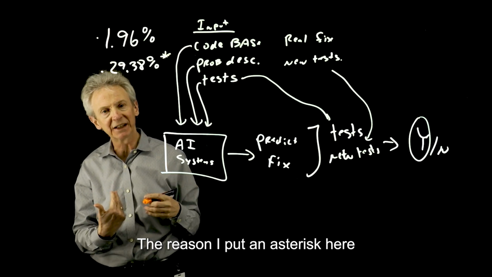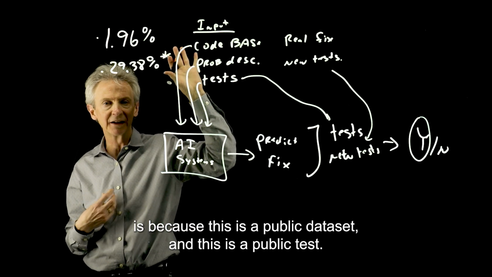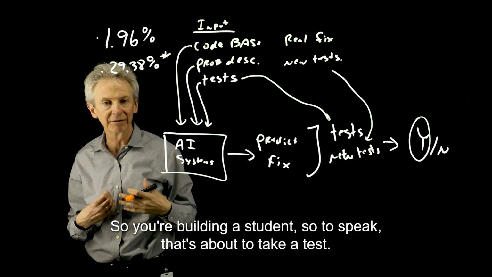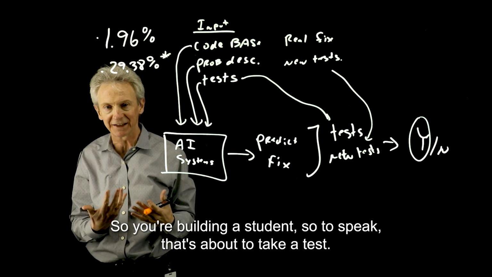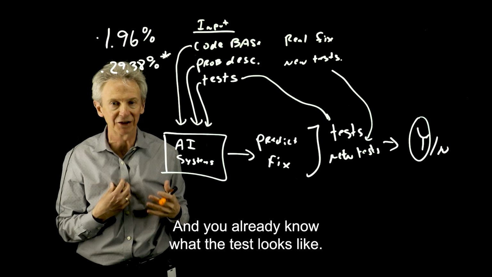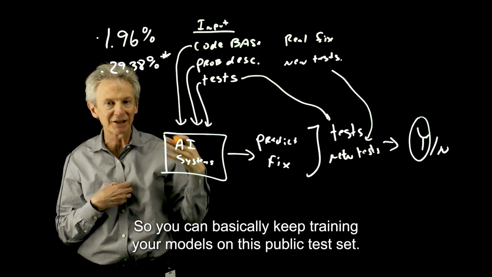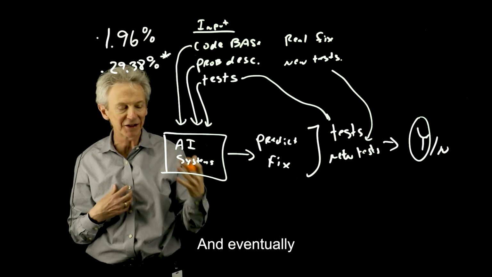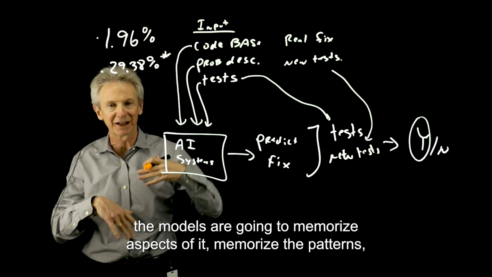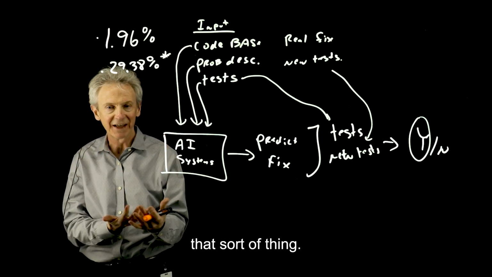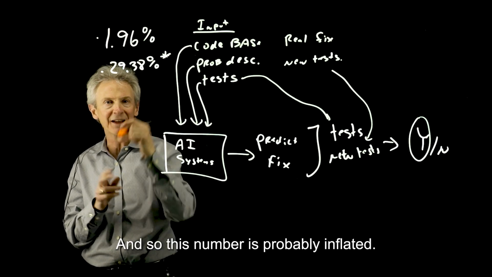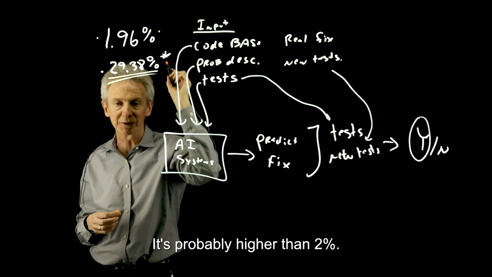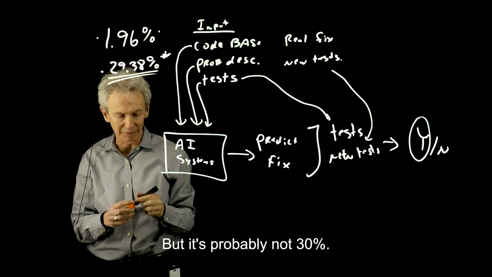The reason I put an asterisk here is because this is a public data set, and this is a public test. So you're building a student, so to speak, that's about to take a test, and you already know what the test looks like. So you can basically keep training your models on this public test set, and eventually the models are going to memorize aspects of it, memorize the patterns, that sort of thing. And so this number is probably inflated. It's probably higher than 2%, but it's probably not 30%.